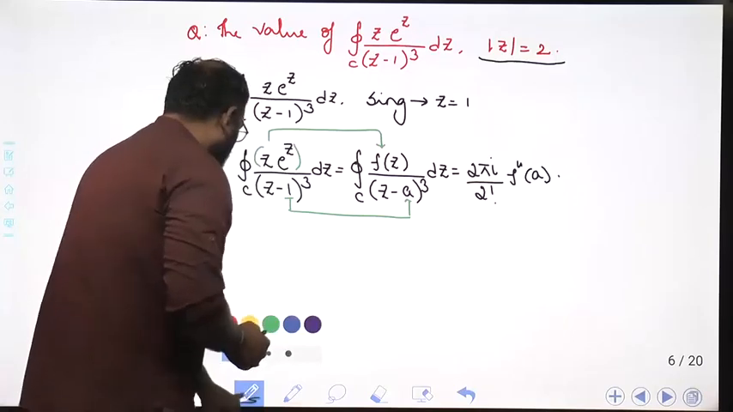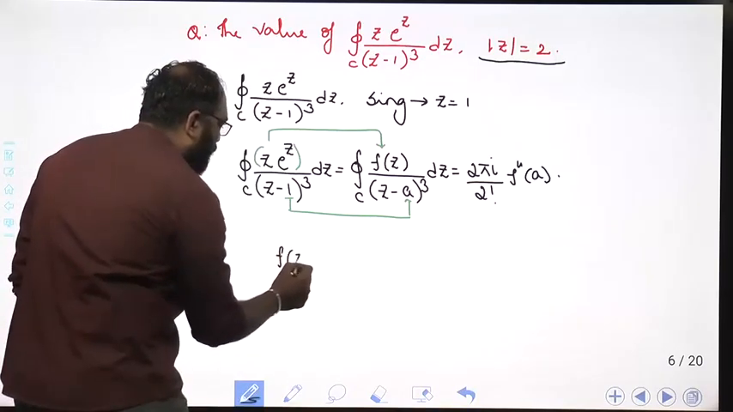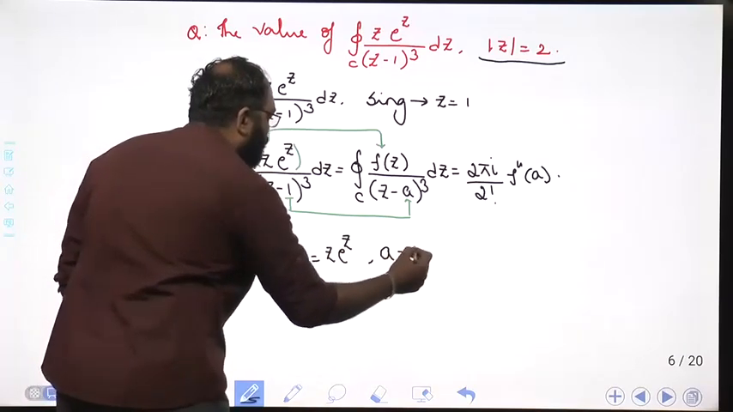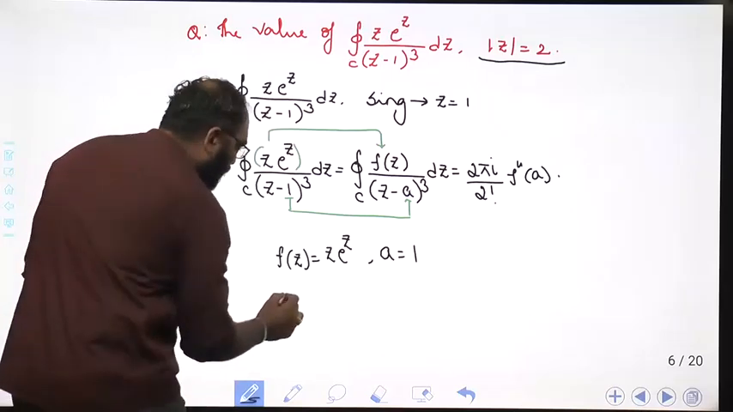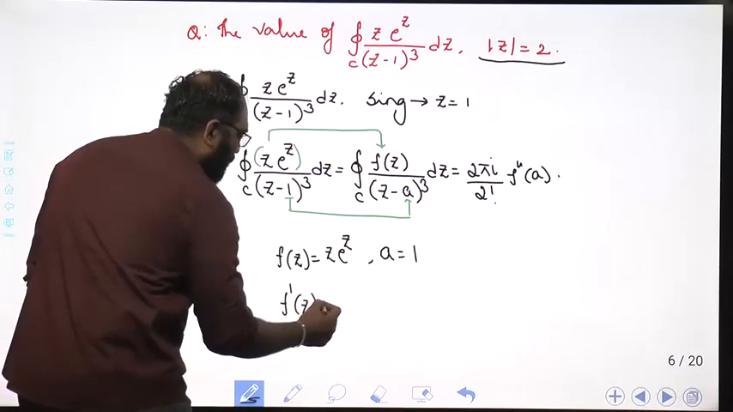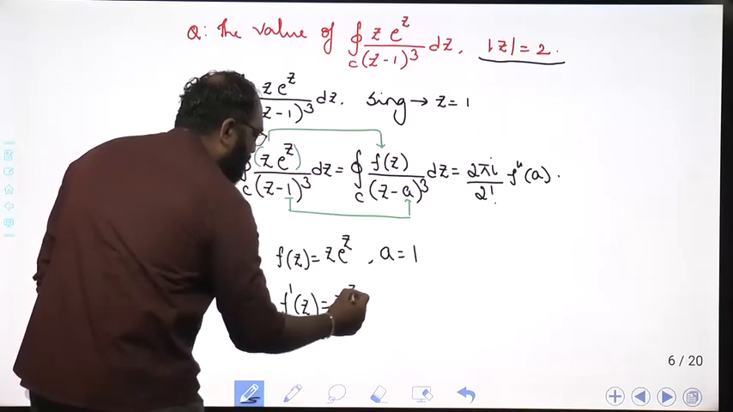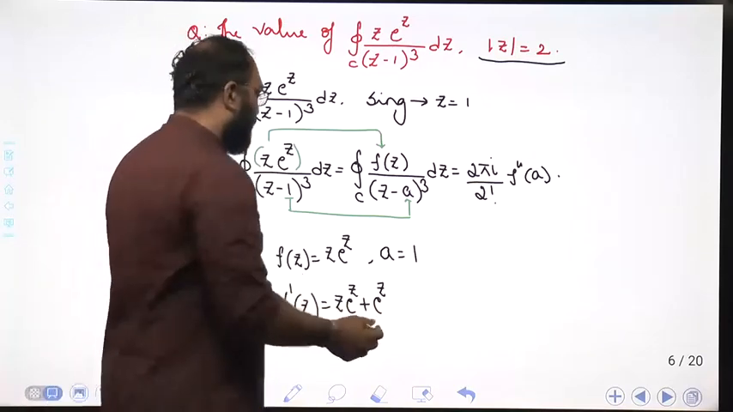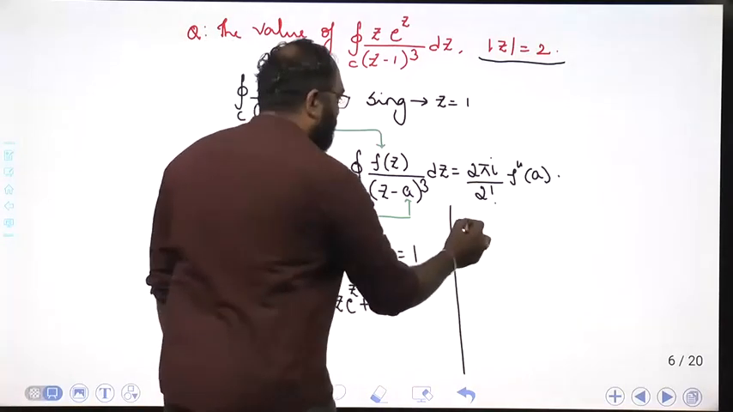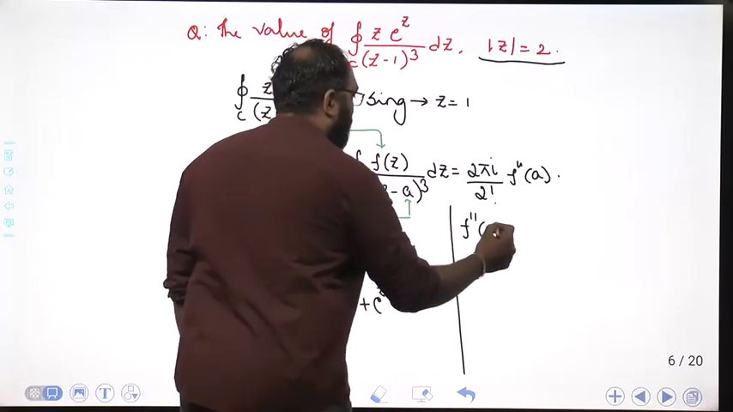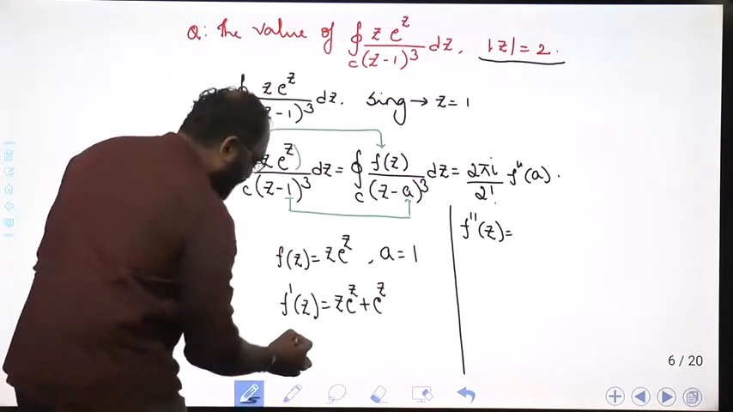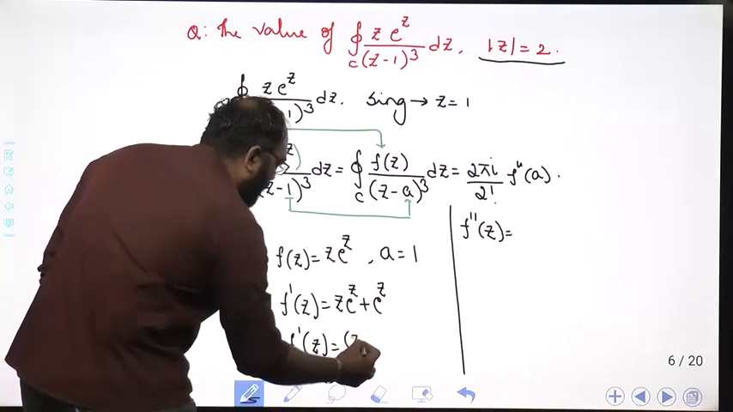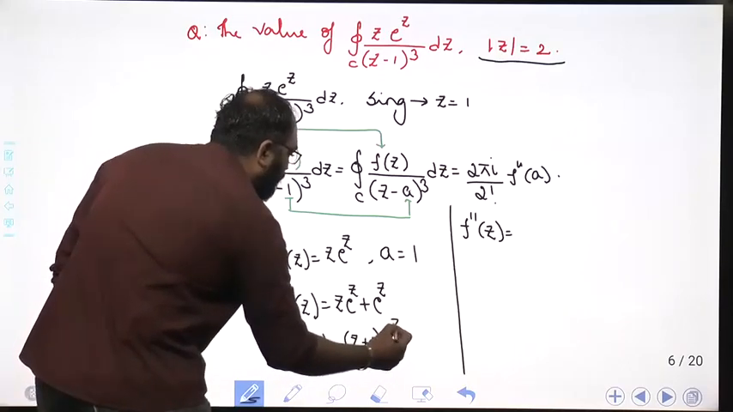So f of z is z e to the power z, and the value of a is 1, right? Now what is f dash of z? Apply the UV formula: z into the derivative of e power z is z e power z, plus e power z into the derivative of z, which is 1. Now again, for the double derivative, we can write this f dash of z by taking e power z common, so we are left with z plus 1 into e power z.